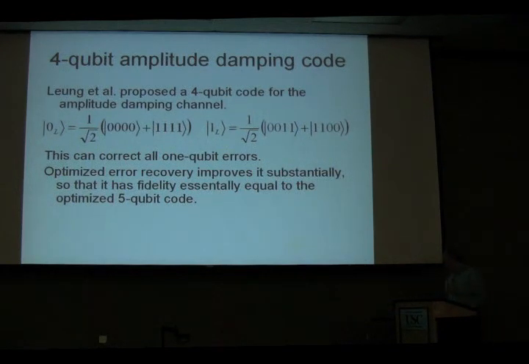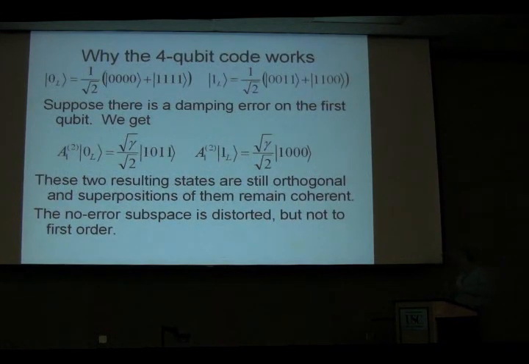So why does it work? 4 qubits is not enough to correct all first order errors in general. Well, the reason is, of course, it corrects all first order errors. And suppose there's a damping error on the first qubit.